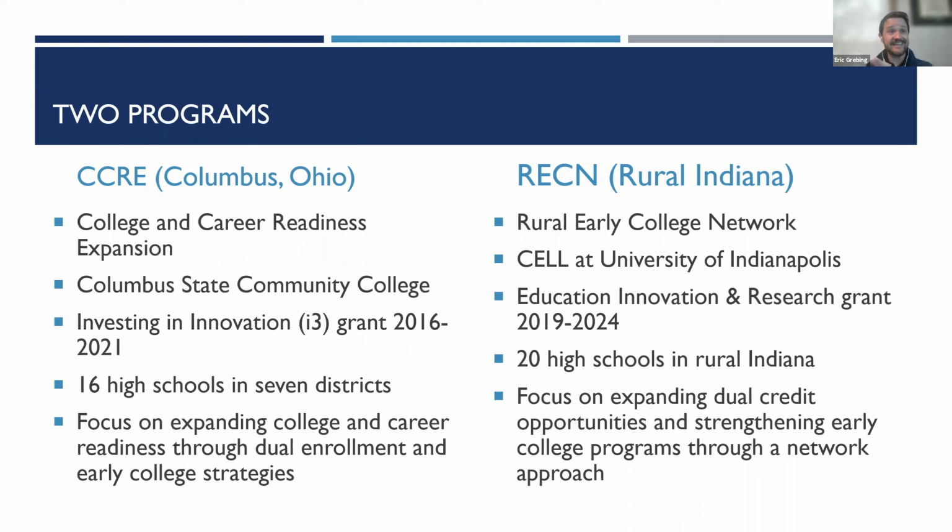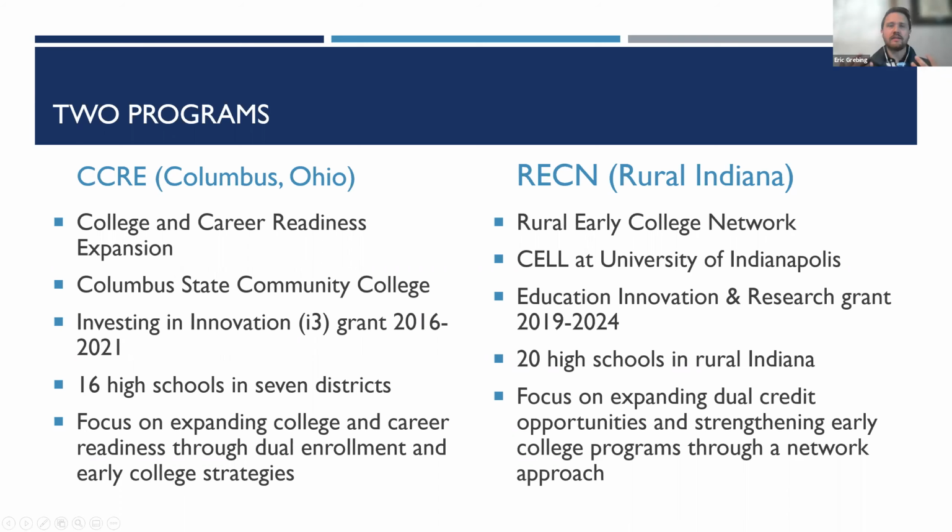This project worked with 16 high schools in 7 districts across the Columbus, Ohio region. They really focused on expanding college and career readiness, both through dual enrollment and through various early college strategies. The other project I'm going to be drawing from today is RECN, the Rural Early College Network, and we're partnered with SEL at the University of Indianapolis for that. They're also federally funded, and that's a grant that is entering its 3rd year right now. It's 20 high schools in rural Indiana, and they're really focused on expanding the dual credit model and strengthening early college programs by bringing together a network approach.